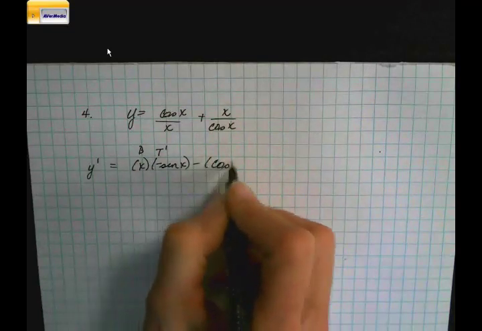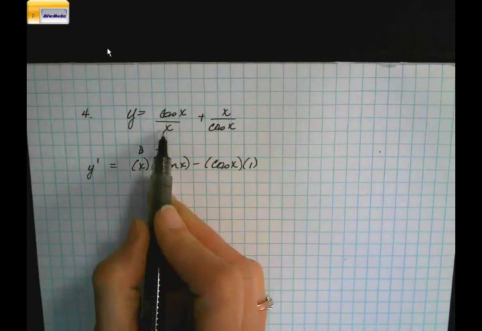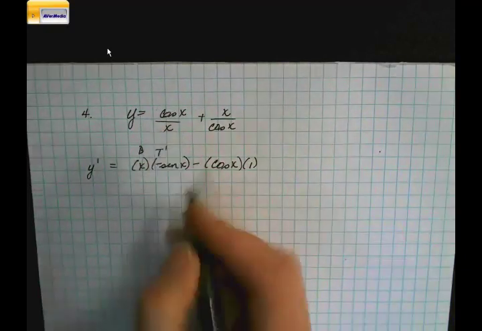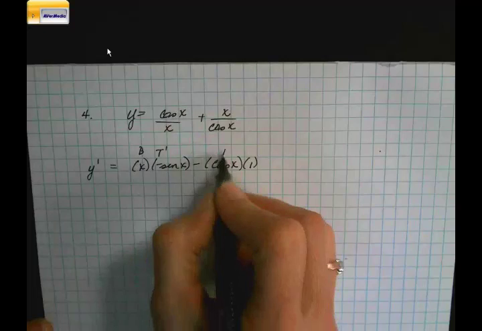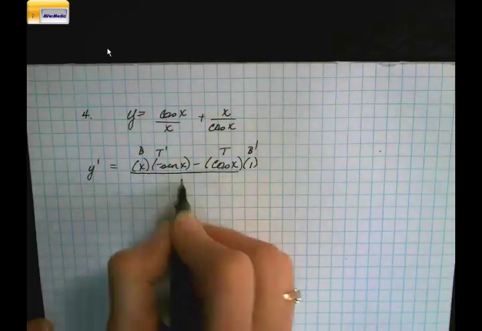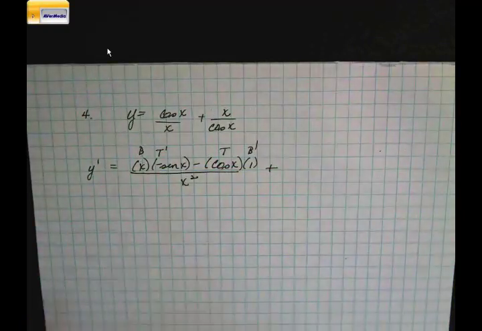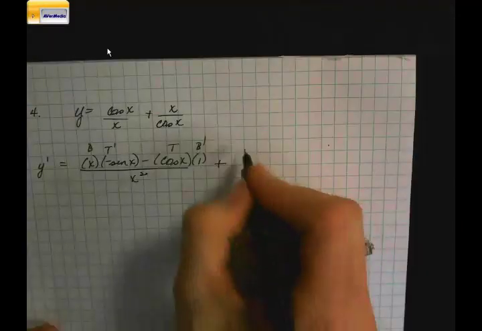That's the bottom times the derivative of the top, minus the top, which is cosine x, times the derivative of the bottom, the derivative of x, which is 1. Bottom times the derivative of the top, minus top times the derivative of the bottom, divided by the bottom squared, which is x squared. That's the first one. Okay, that's the derivative of cosine x over x.